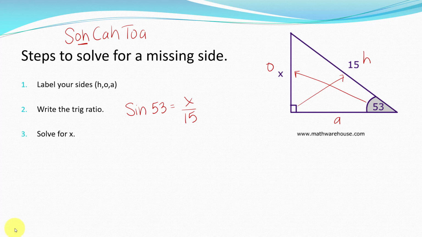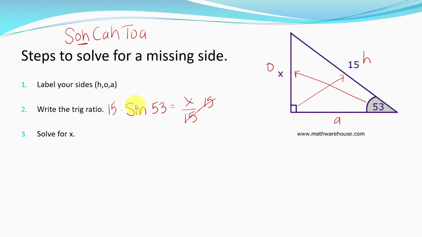Now every calculator is different. If you're using your phone calculator, you're going to have to look and see how that works. What I'm going to do is basically solve for x, so I need to multiply both sides by 15. You can also think of this as cross multiplying with that as a 1. And then I'm going to multiply 15 by the sine of 53. Sine is a function in your calculator.